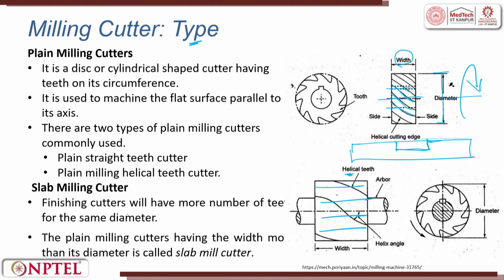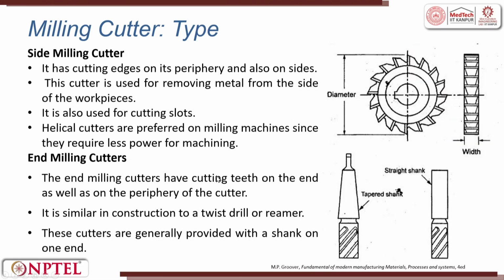The finishing cutter has more teeth for the same diameter. The plain milling cutter having a width more than the diameter is called the slab milling cutter. There are also side milling cutters, which are used to mill the sides. So, if this is the workpiece you are trying to cut, the side portion of the workpiece is removed.